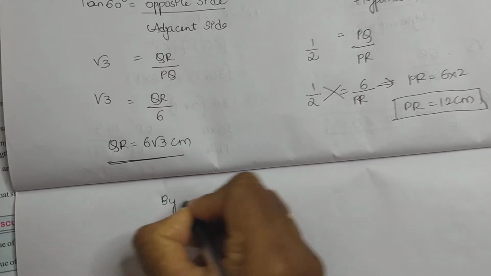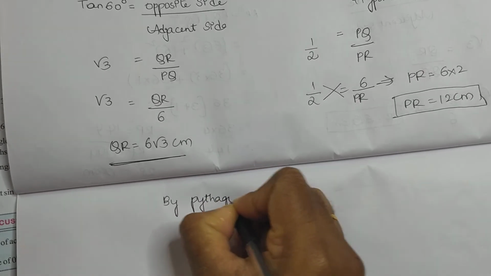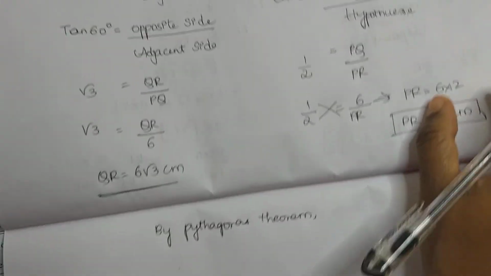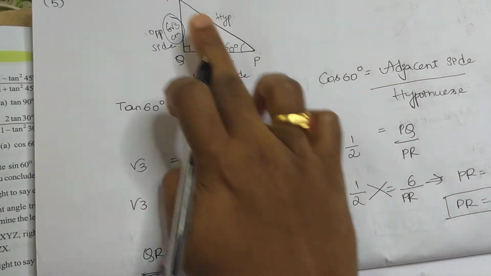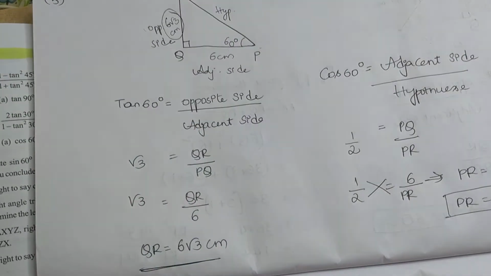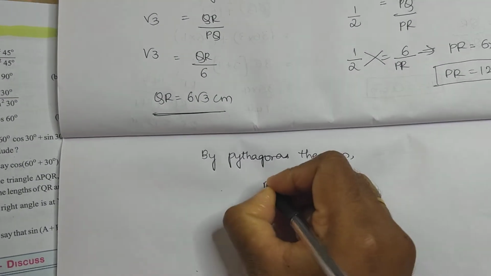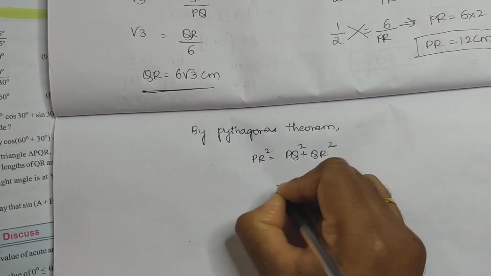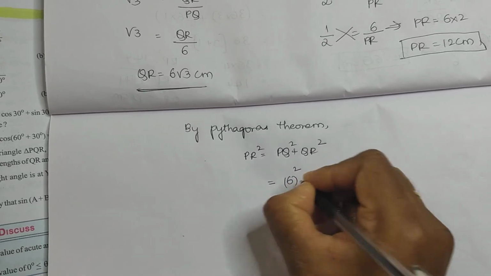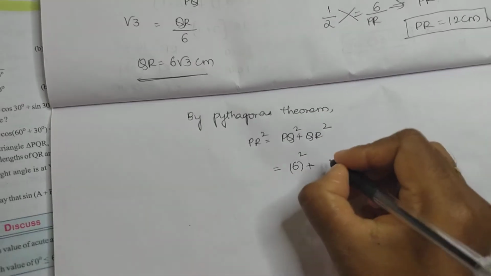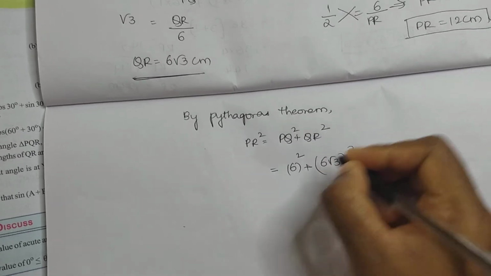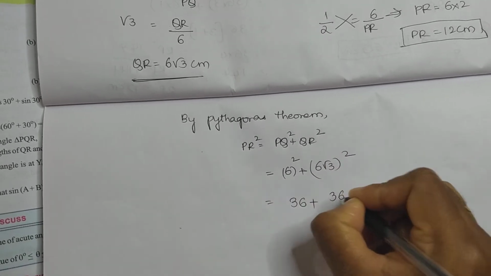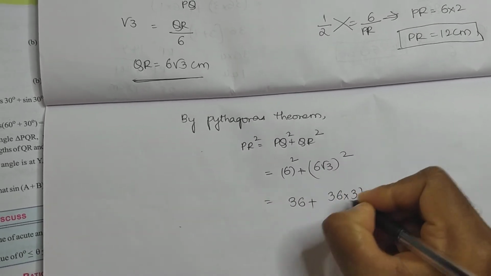By Pythagoras theorem, what can we write here? See here from the figure, what can you write? PR square equals PQ square plus QR square. Correct? So what is PQ? They have given it as 6, right? So 6 square. What is QR? You got it as 6 root 3. So it is 6 root 3 whole square. So what can you write? 6 square is 36 plus 6 square is 36 into root 3 whole square, which becomes 3.